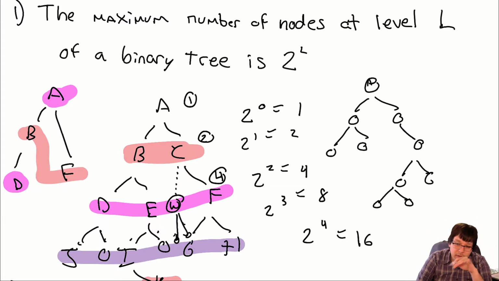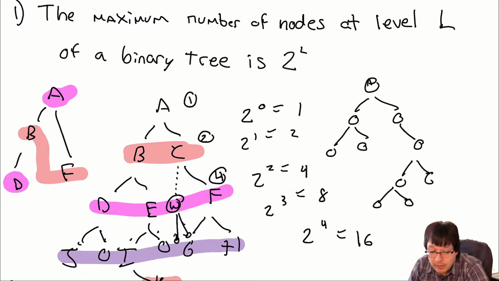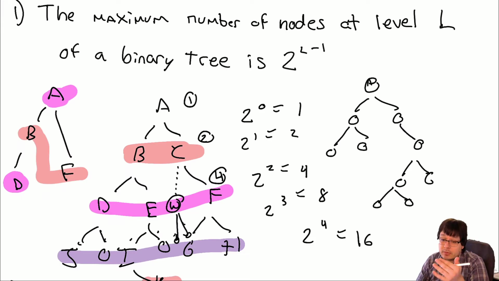Now, if you consider level 1 to be the root node, then this is where this thing might be off. So you would have to do 2 to the L minus 1 up here. So you have to do L minus 1, and then it would work the same way if you considered level 1 to be the root level. That would be just a tiny tweak that you have to do, but here we're going to leave it as it is. Okay, so that's the first property.